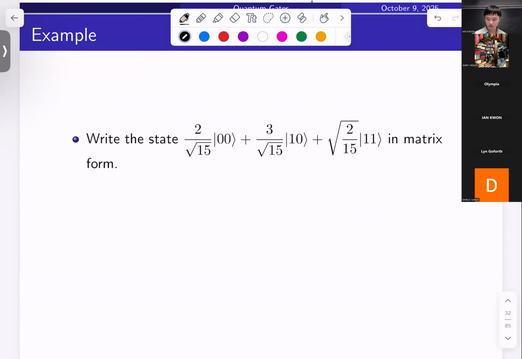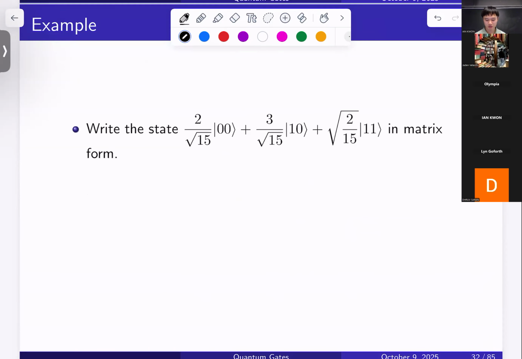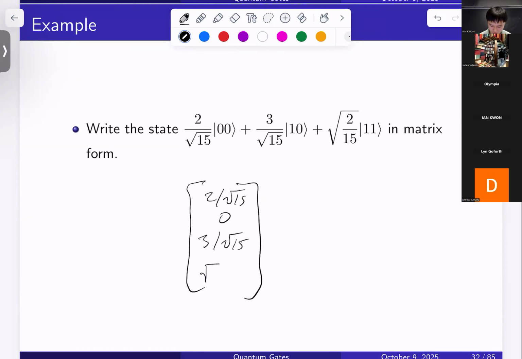Okay. So just one quick practice. How would you represent this in vector form? So the first one would be 2 divided by square root of 15, and then the next one's actually missing, so it'd just be 0. And then you just continue with 3 over square root of 15, square root 2 over 15. Yeah. So I want to highlight what you noticed, which is since the 0, 1 component is missing, it has a coefficient of 0. So yeah, good catch.